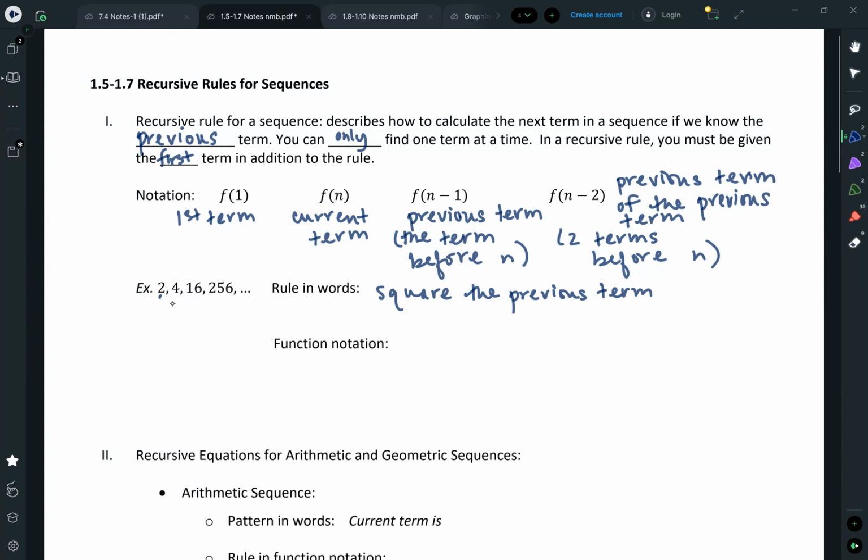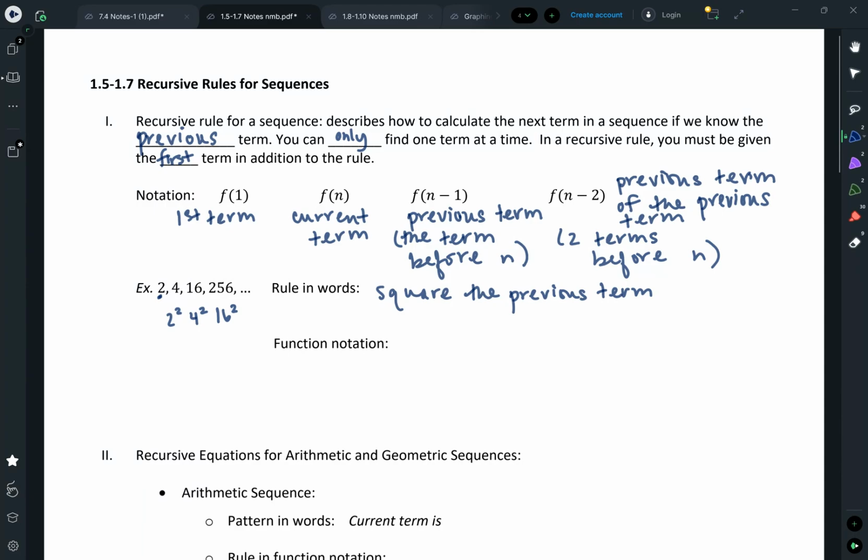So again, I get the 4 by taking 2 and squaring it. I get the 16 by taking the 4 and squaring it. The previous term is 4. When I look at the 256, the previous term is 16, and that's 16 squared. So it's like you take the previous one and you square it.